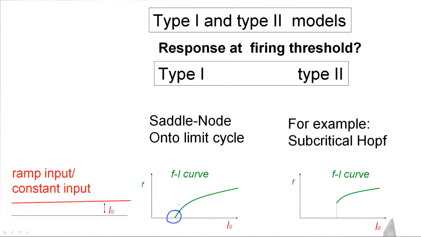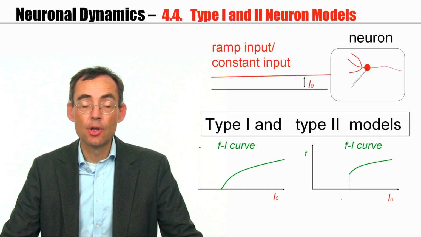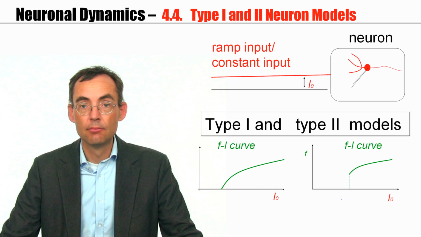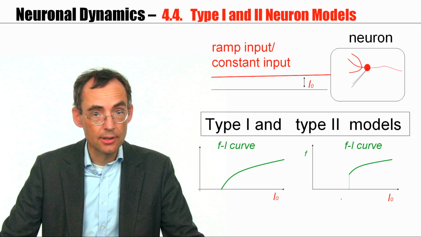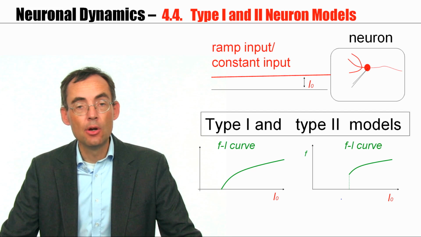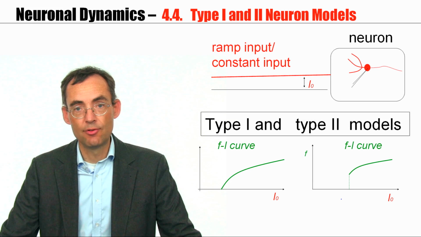How would you measure these curves? You use a nearly constant current, a very slowly increasing ramp current, so that you move very, very slowly along this axis. You see here firing starts at a very low frequency, firing starts at some finite frequency. To summarize, biologists have made a distinction between type 1 neurons, those that have a continuous gain function, those that are able to fire at very low frequency on one side, and type 2 neurons, those that have a minimal firing frequency and which have a discontinuous gain function.